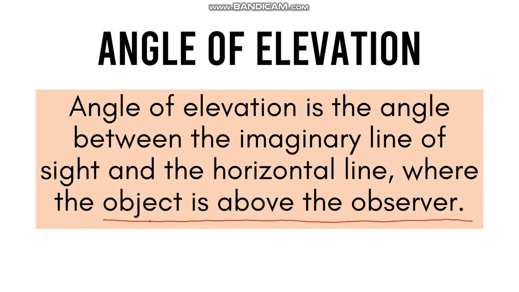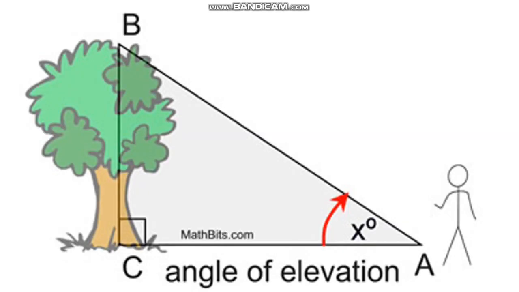So here are some illustrations that will help you to visualize the angle of elevation. In this figure, let's say you have this person right here, and the object that he or she is looking at is the top of the tree, which is this one. So this is the observer, the object is above him or her, so the angle formed is called angle of elevation. So this angle right here, this one.